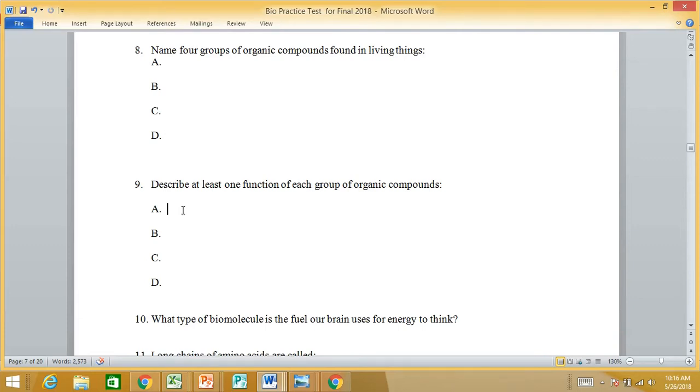Describe at least one function of each group of organic compounds. What's the function of a carbohydrate? Well, there's very little of it in your body because it quickly gets transformed. It is for short-term energy. It's a quick release of energy. What's a function for fats? To store energy so that when those carbs run out, you can turn to your fat stores.